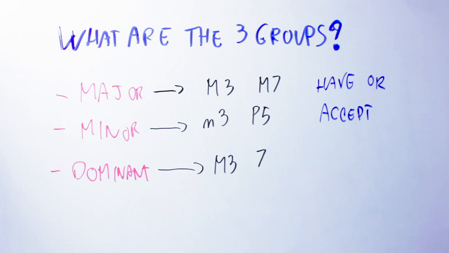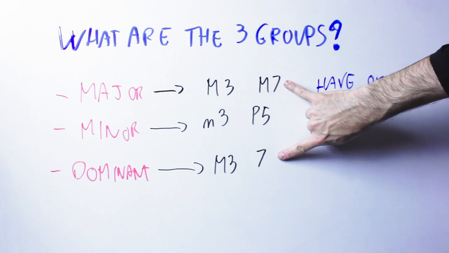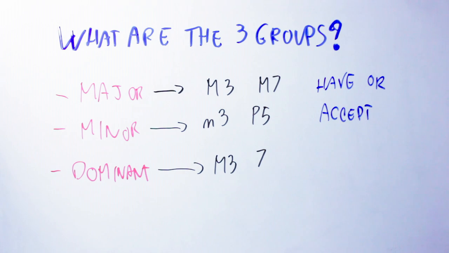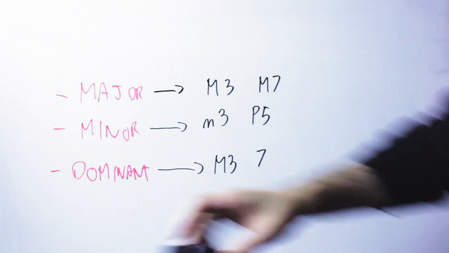That's a C major 7th with C, E, and B, with E being the major third and B the major 7th. Easy. But what if I have a plain C major triad? Will this chord be a major chord or a dominant chord? Well, a major triad could be either a major chord or a dominant chord.